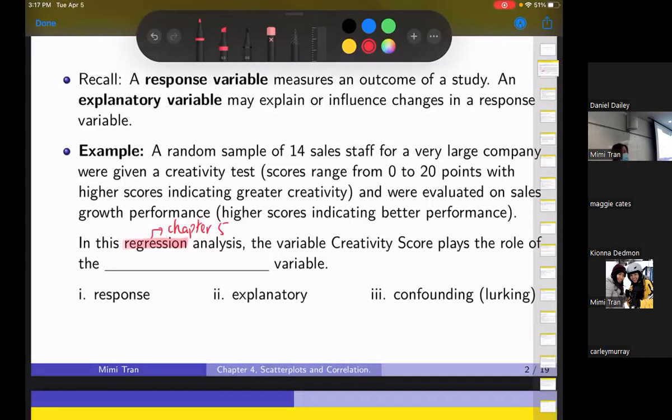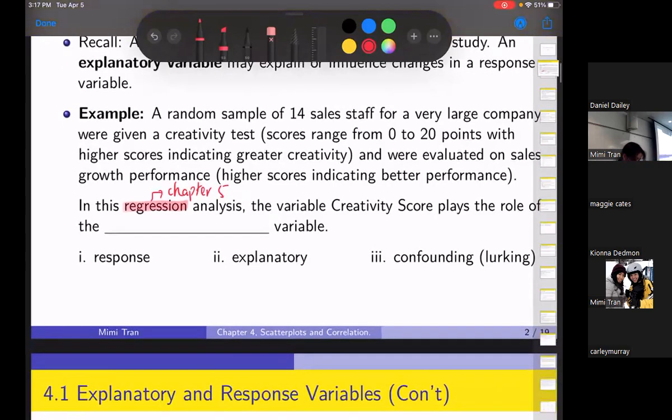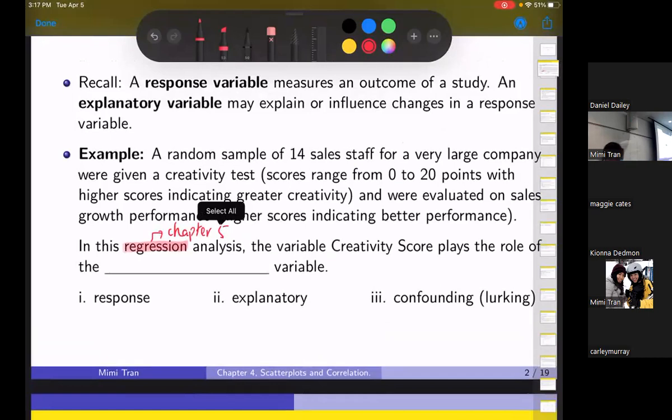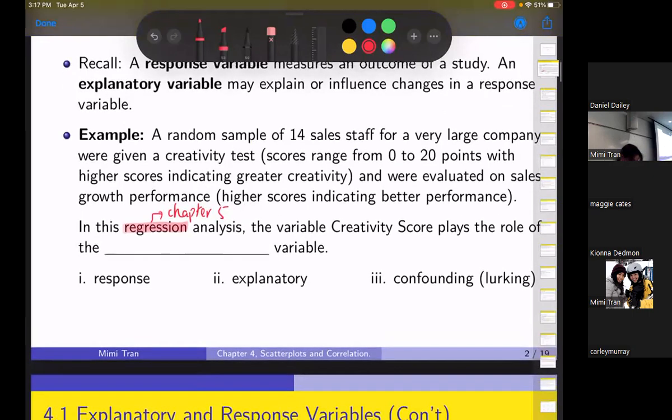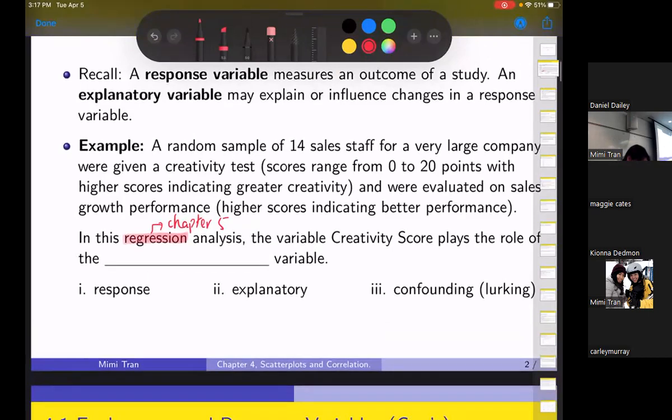Give it a shot, Anthony. Good, right? Explanatory, because you use it to explain what? Yeah, the sales growth performance, right? If you have a higher creativity score, it implies that you are a better salesman, right? Which is true, right? I'm not a salesperson. I don't have that ability to persuade people. But yeah, so this is explanatory because you use creativity score to predict the sales growth performance.